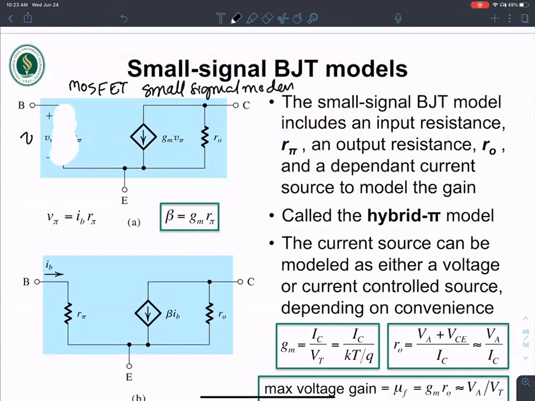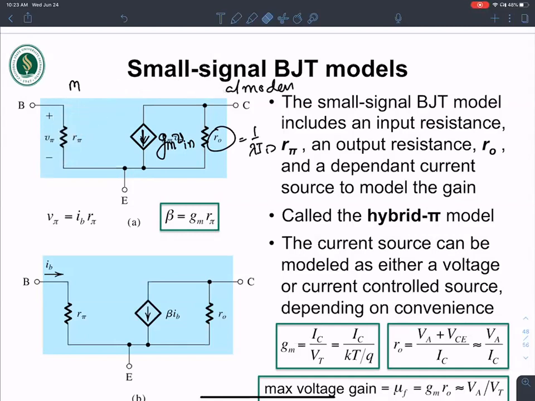If you apply a voltage of vin, there is a gm vin current source, and then there is r naught, which is 1 over lambda ID. So the bottom line I'm trying to drive home is that excepting for this additional resistance, the small signal model for the MOSFET is pretty similar to the small signal model for the BJT.